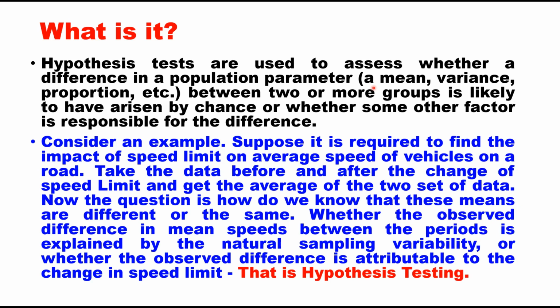Now take this example. Suppose it is required to find the impact of speed limit on average speed of vehicles on a road. So take the data before and after the change of speed limit and determine the average of the two sets of data. Now the question is, how do we know whether these means or these averages are different or the same? Whether the observed difference in mean speeds between the periods is explained by the natural sampling variability or it is attributable to the change in speed limit. That is the hypothesis testing.